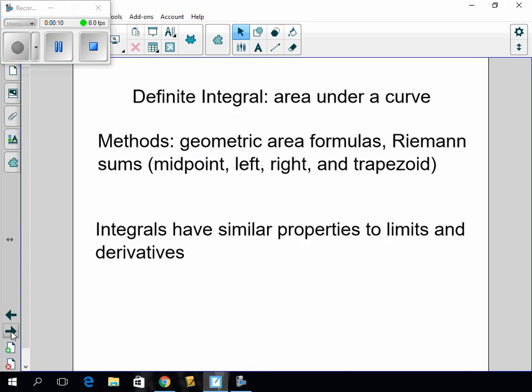So far we've talked about how the definite integral is also called the area under a curve. We've been able to use geometry with our area formulas. We've been able to use Riemann sums, midpoint, left, right, and trapezoids in order to estimate the areas under curves. Today we're going to talk about properties of integrals that are going to help us find even more ways to find the area under even more curves. Integrals have similar properties to limits and derivatives, and we're going to see how they relate.